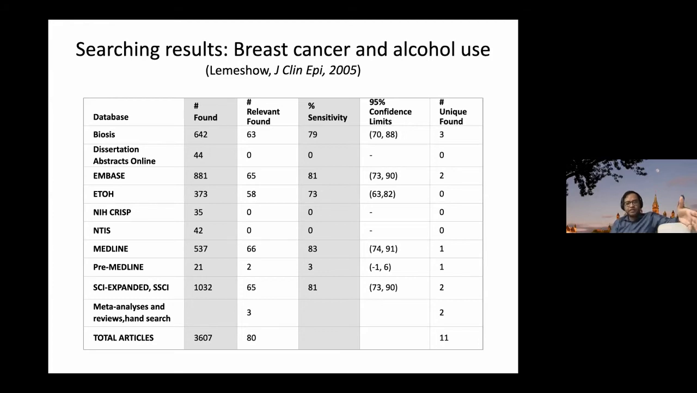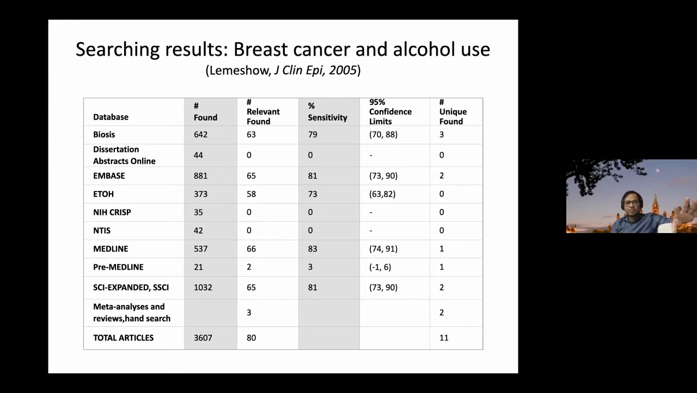They looked at many. This was looking at epidemiological studies, observational studies, where it becomes even more tricky to do a search properly. As you can see, different numbers of papers were found with similar search terms. For example, in Medline they found 537 papers, whereas in Embase they found 881, out of which 65 are relevant, and 66 for Medline. But there was not a significant overlap between all these.